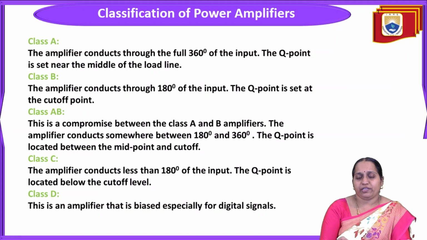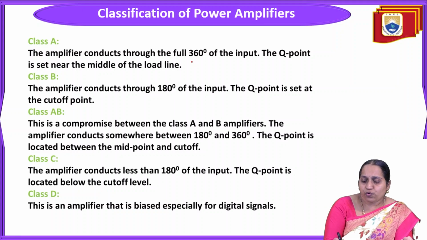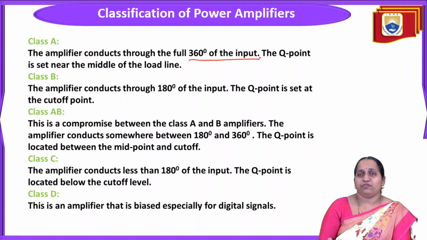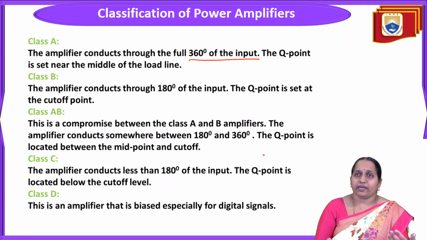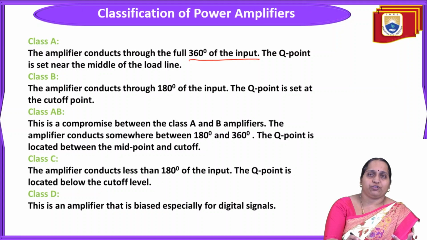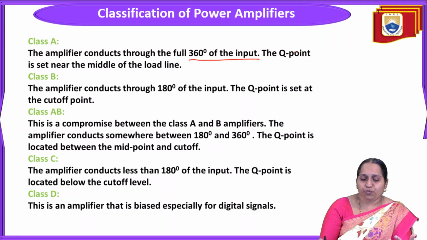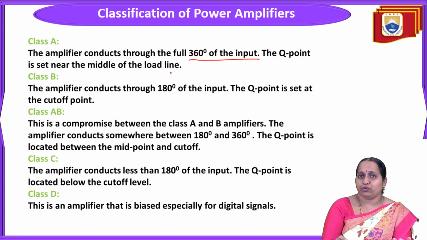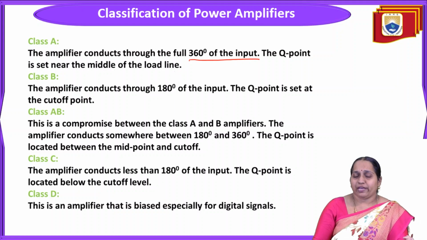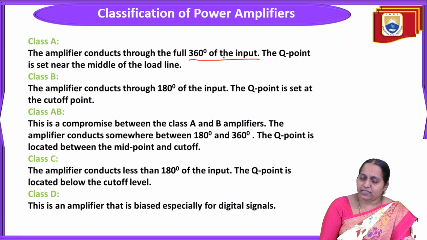Class A amplifier: the amplifier conducts through the full 360 degrees of the input. That is, for the complete one cycle of the input, that amplifier is going to conduct. Such amplifiers are called class A. Then the Q point is set near the middle of the load line. So for class A, the complete 360 degrees of the input the amplifier conducts, and the Q point is set near the middle of the load line.